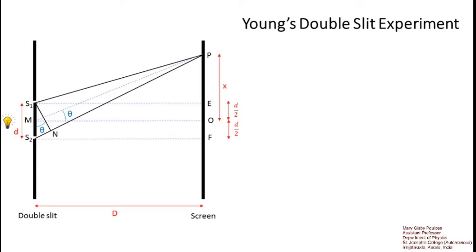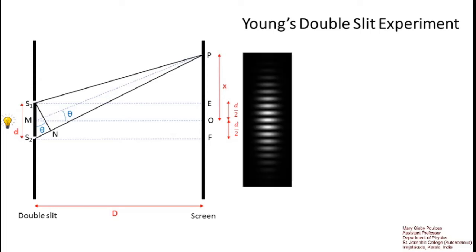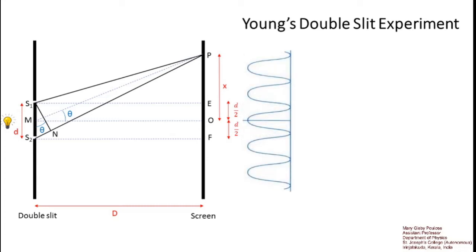Now, in Young's double slit experiment, what we view is alternate bright and dark regions on the screen. If we are to draw the intensity distribution curve here, we will get the curve in this form, right? I hope you can draw along with me. So this is the pattern of the intensity distribution curve that we obtain on the screen.